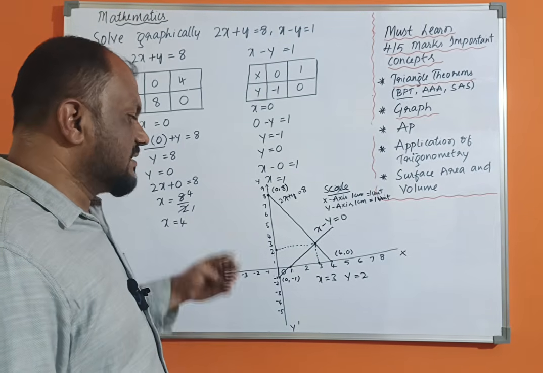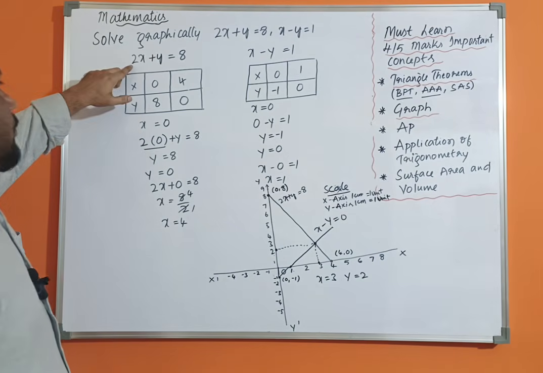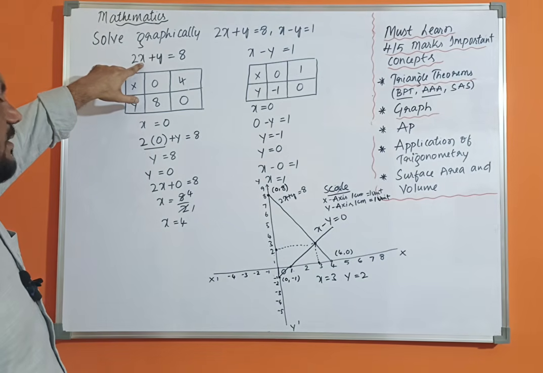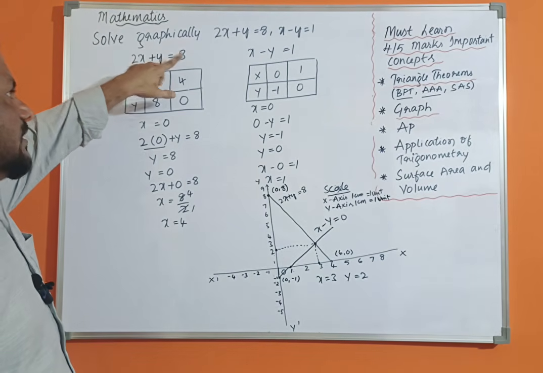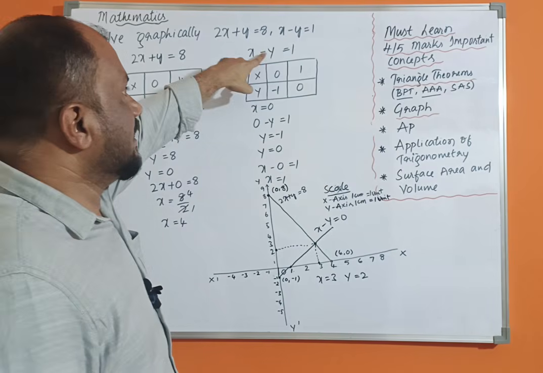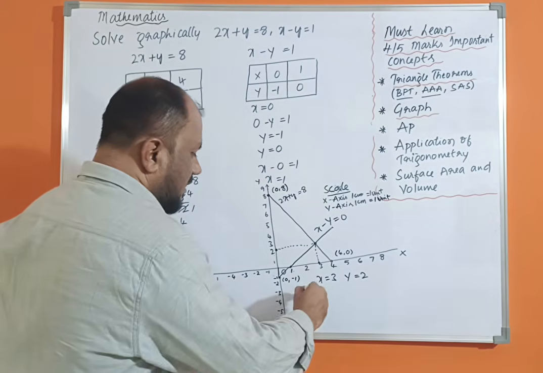Just cross check whether it is correct or not. 2x plus y: 2 threes are 6, plus y which is 2, 6 plus 2 is 8. And 3 minus 2 is 1. So our answer is correct.